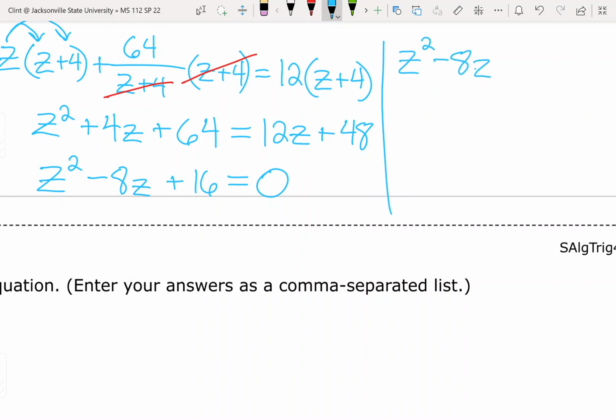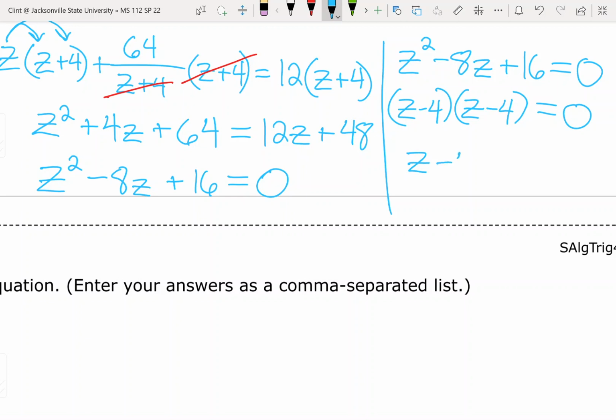What are our options? Yeah, you can do quadratic formula, or you can factor, or you can do completing the square. And since we've done quadratic formula so much, I'm going to factor this one. So this is not too bad to factor. We need factors of 16 that give us negative 8. So negative 4 and negative 4 work. Set each one equal to 0 and solve. Since they're the same, I'm just going to do 1. We get z equals 4.